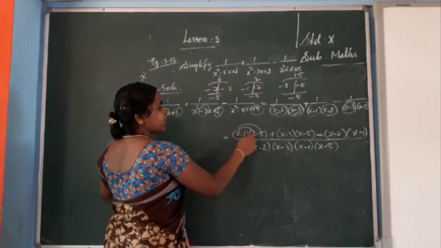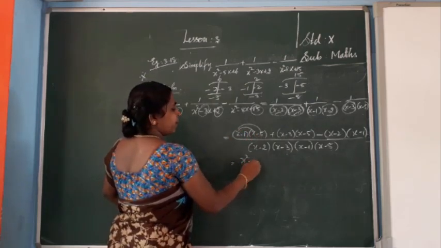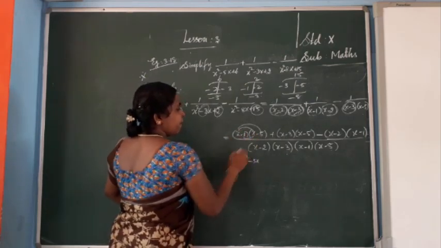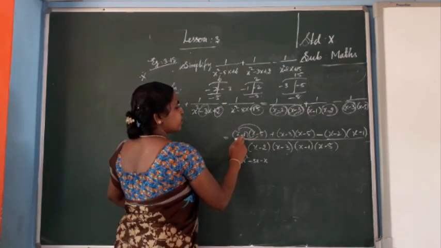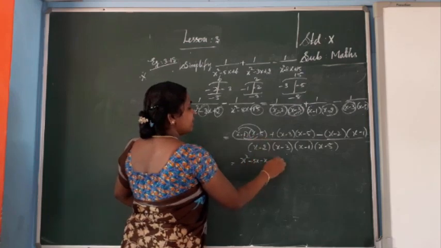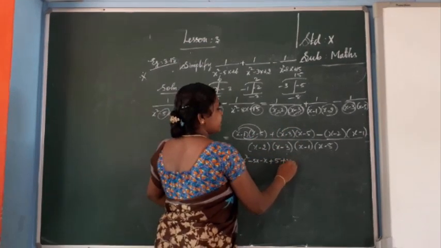Okay. x into x is x square. Okay, done. x into minus 5 is minus 5x. Next, minus 1 into x, that is minus x. Minus 1 into minus 5, so minus into minus is plus, 5. Okay. The next term, x into x is x square, so plus x square.